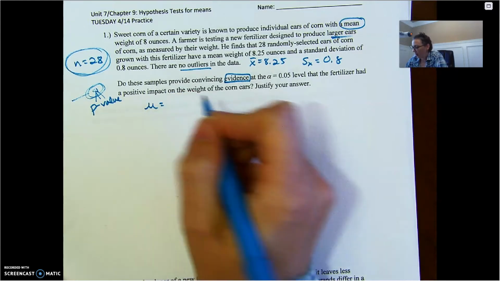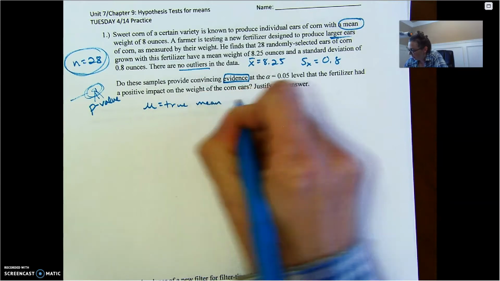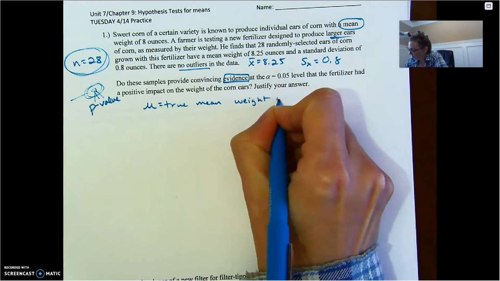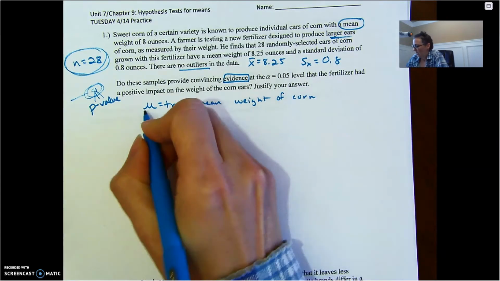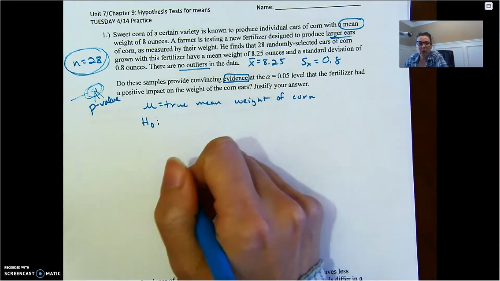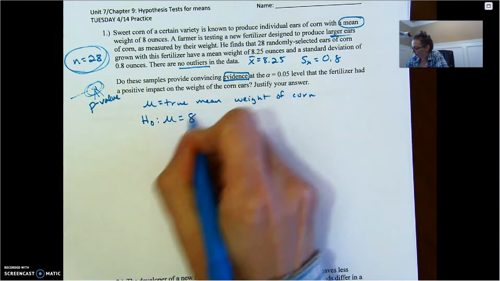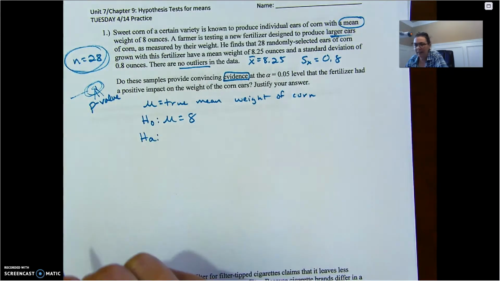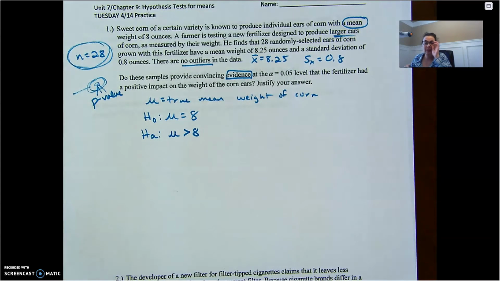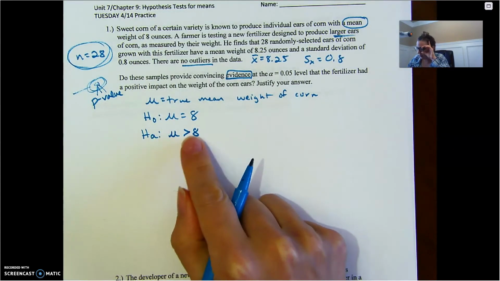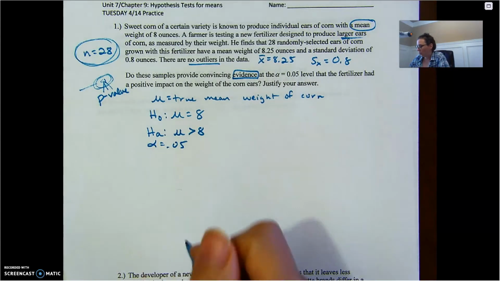First, we define what this problem's all about. It's about means. So it's the true mean weight of corn. I think technically sweet corn, but whatever. The null hypothesis. All right, so what usually happens? What usually happens is we have a weight of 8 ounces. But this farmer is trying to make this corn bigger. So we're looking for evidence that it's more than 8, right? So did this fertilizer increase the weight? They want the alpha to be 0.05. All right, so the next thing to do is check conditions.